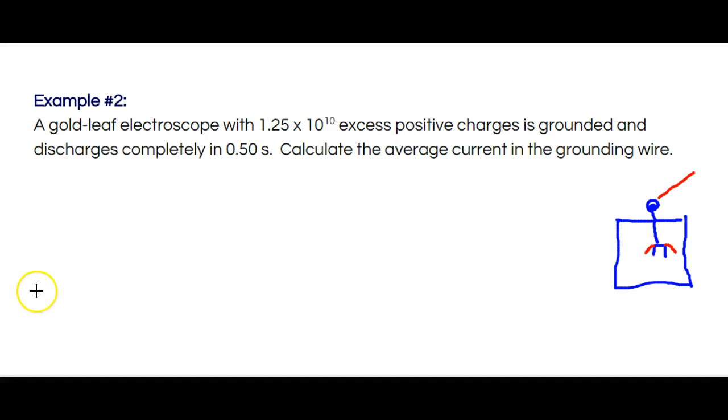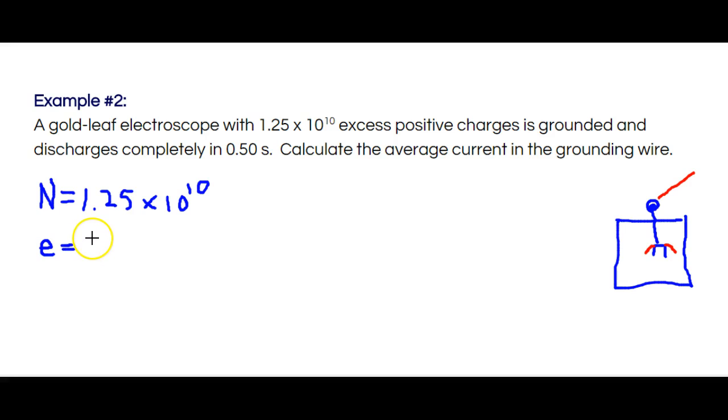So let's write out some givens. I know that the number of charges is symbolized by capital N. And so in this case, I have 1.25 times 10 to the power of 10 charges. They happen to be positive charges, but that's not really relevant at this point. Now the fact that they're positive charges, I know that they're protons. So that's just the number of electric charges that are moving through.